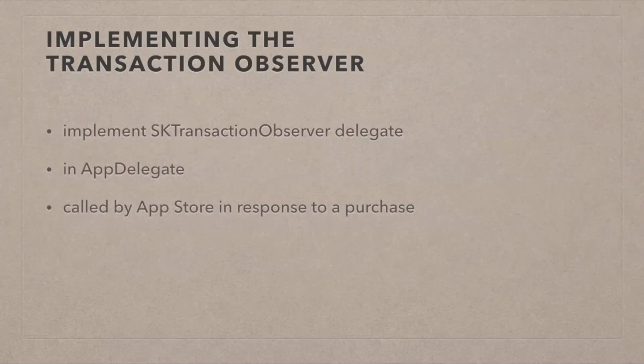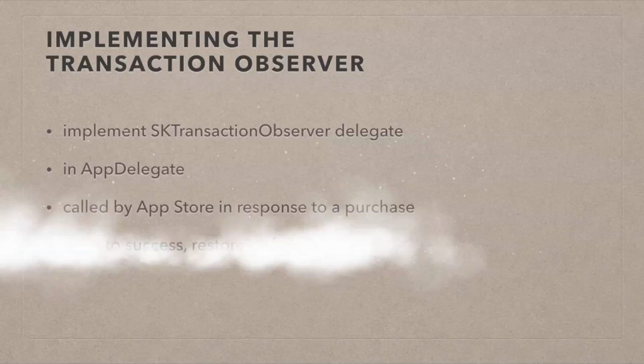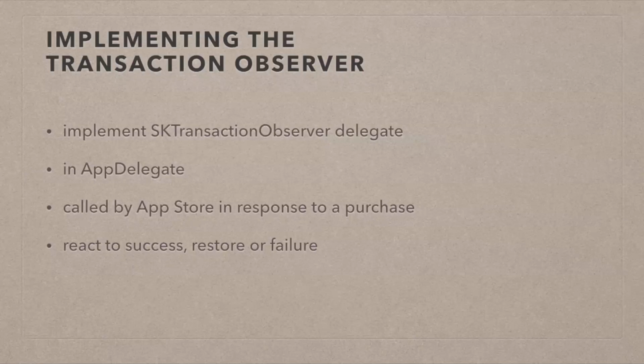There's a method that gets called by the App Store in response to the purchase, and it will react with a success or failure message. And we can implement different things, for example, unlock the full version if that was the case, or we can display an error message if we saw, hey, this didn't work so well. Let's see how that works in code.